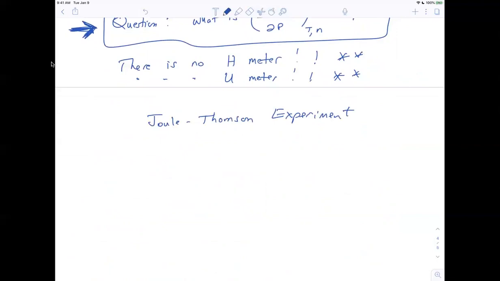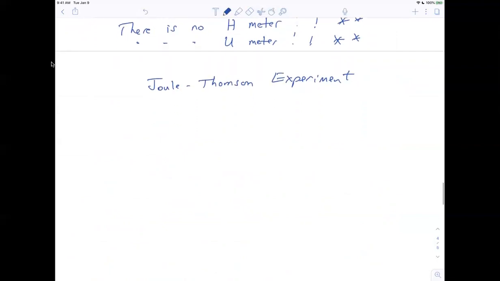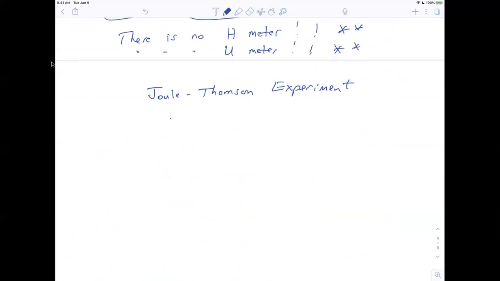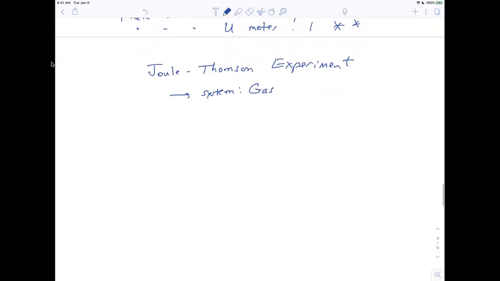Okay. And it's not that simple, not that complicated. It's actually rather simple. It uses as a system a gas. Okay, and so in some sense, it's something we've already seen. And here is the setup.